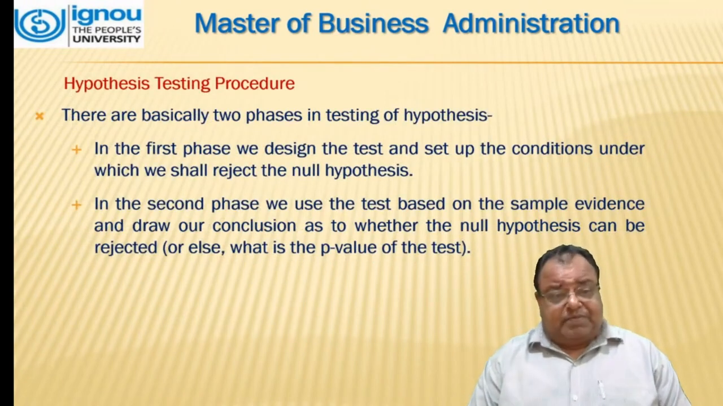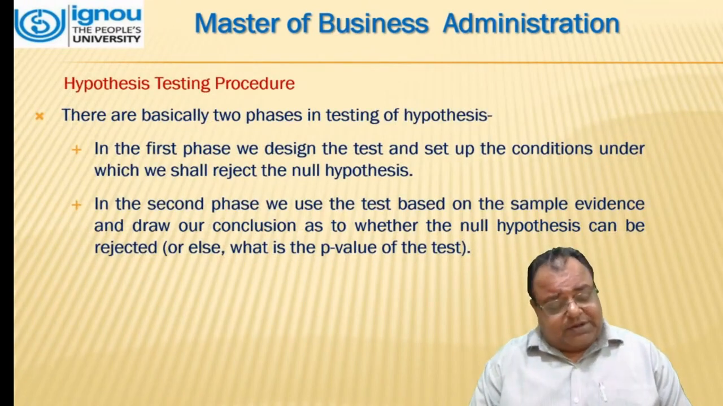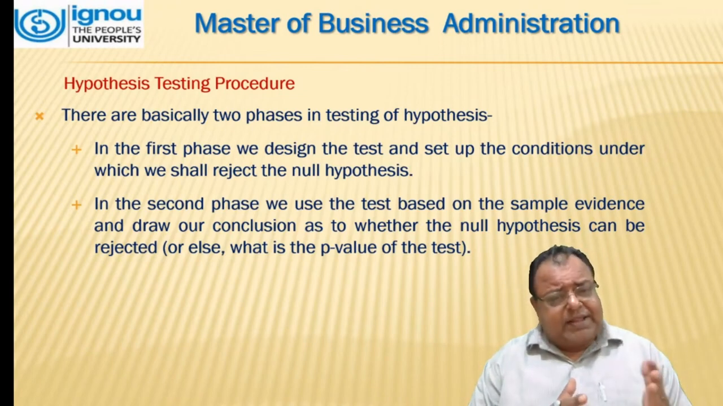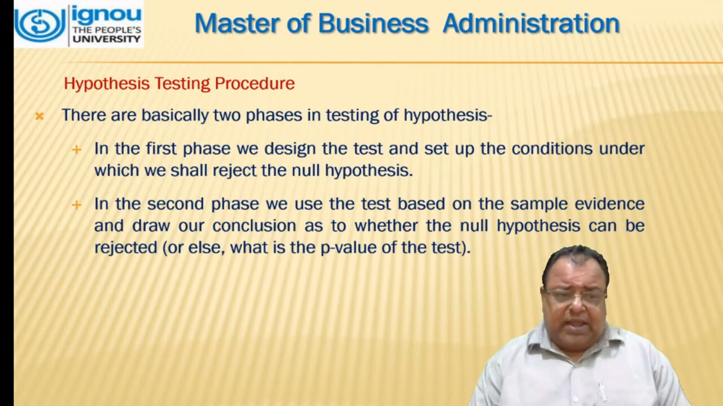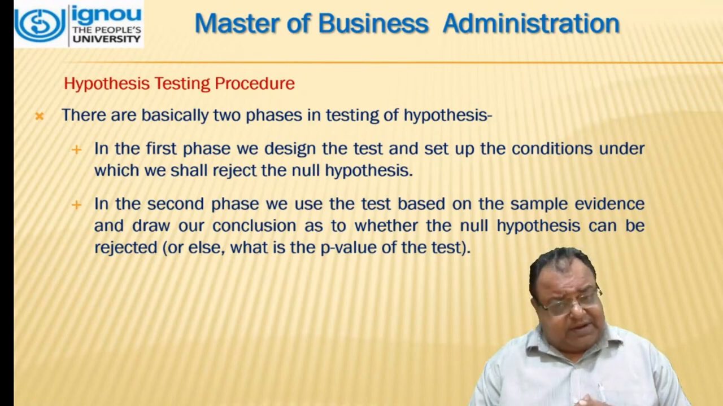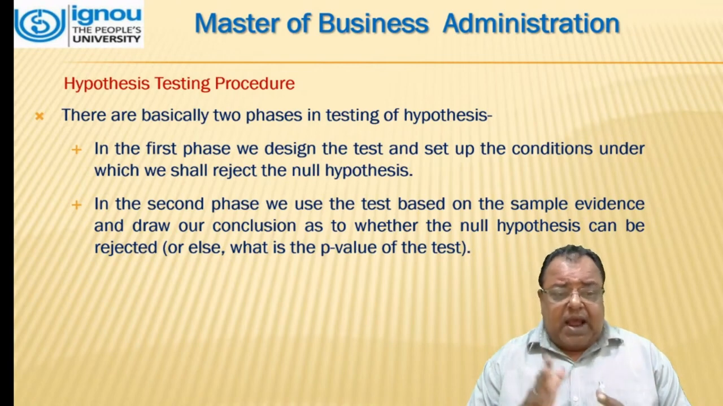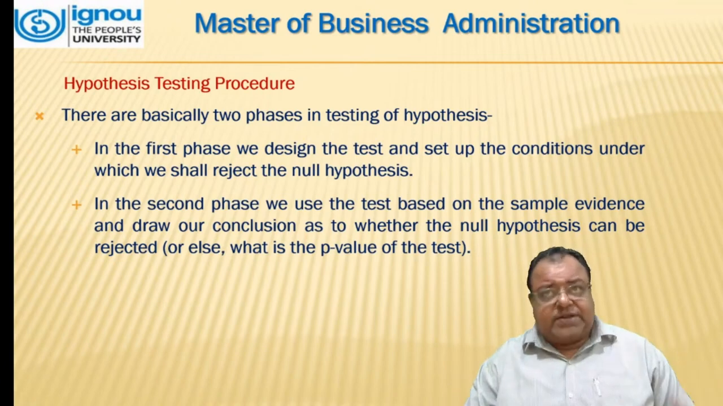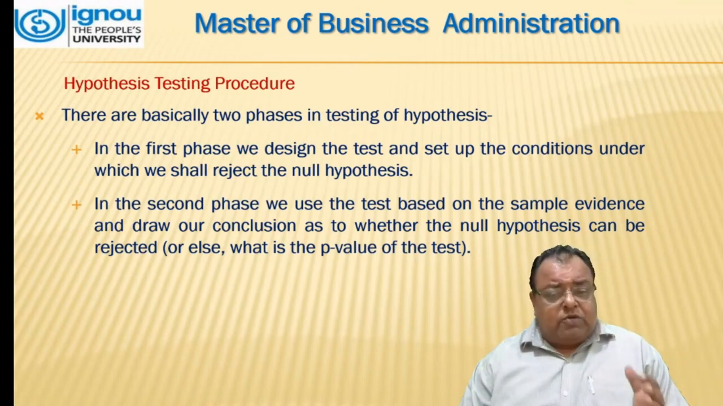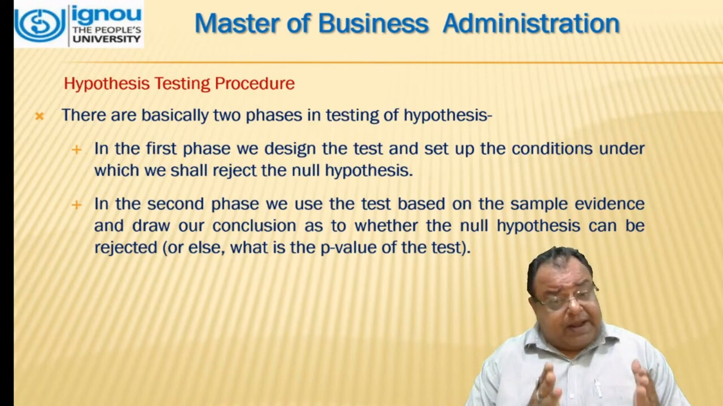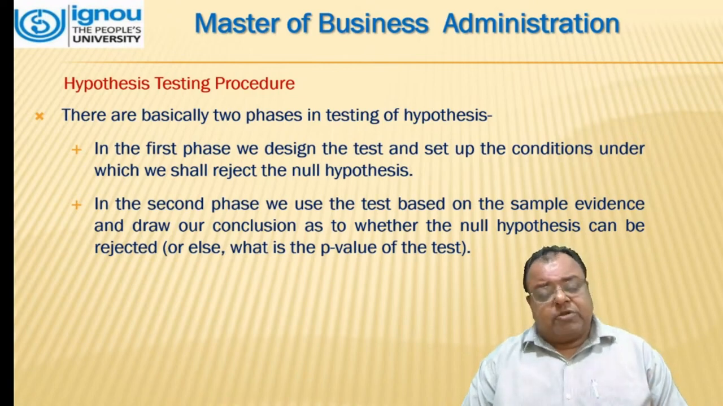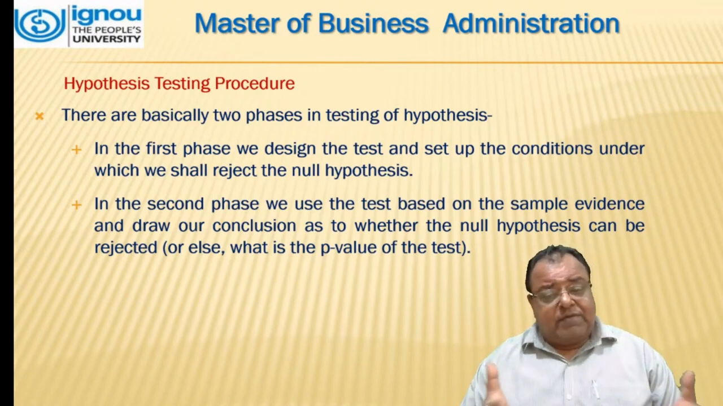Now, what is the procedure of testing the hypothesis? Basically, there are two phases in testing of the hypothesis. In the first phase, we design the test and set up the conditions under which we shall reject the null hypothesis. In the second phase, we use the test based on the sample evidence and draw our conclusion as to whether the null hypothesis can be rejected, or else we use the p-value of the test.